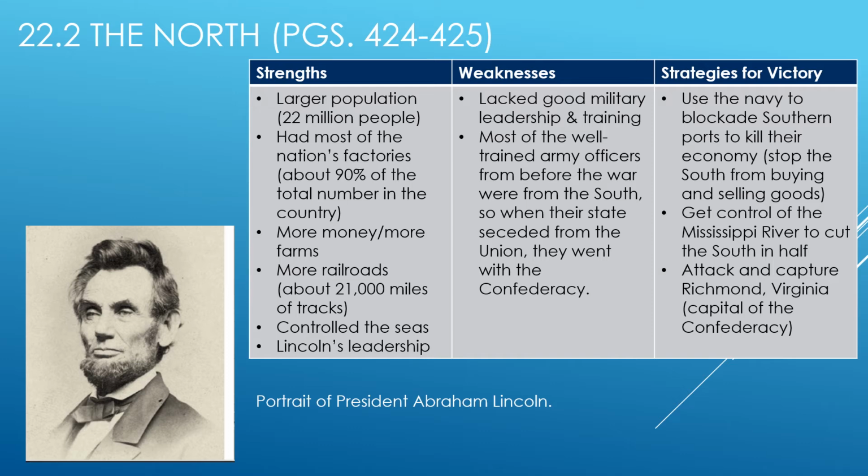They also wanted to get control of the Mississippi River, because if you look back at the map, the Mississippi River more or less cuts the South in half. So if the North can gain control of the Mississippi, then that's going to be a major weakness for the South. And they want to attack and capture the southern capital at Richmond, Virginia, which is actually within just a few hours ride from Washington, D.C. So these two capitals are like within just a few hours of each other.